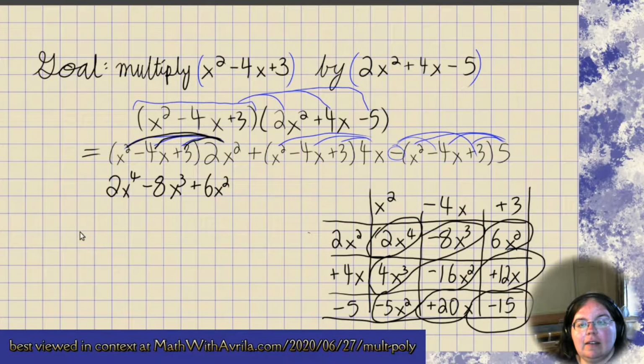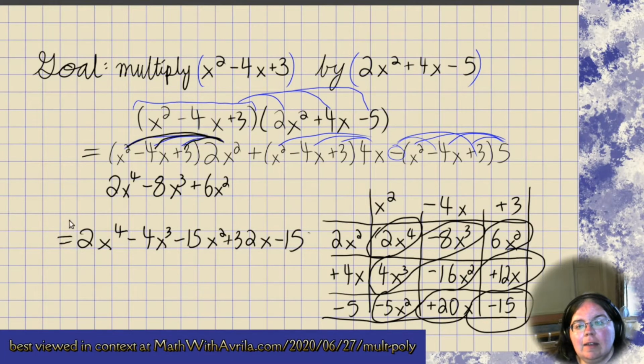So we've got 2x to the 4th, minus 8 plus 4, so minus 4x cubed in all. Let's see, minus 5 and minus 16 is minus 21, and 6, minus 16 and 6 is minus 10, and minus 5 would be minus 15x squared, plus 32x minus 15, and that would be my final answer.